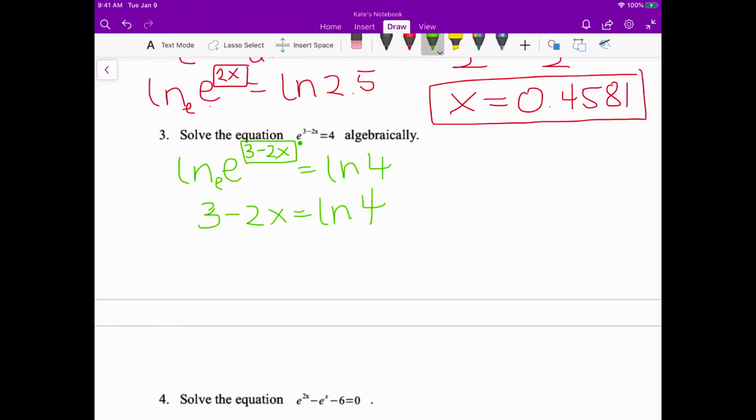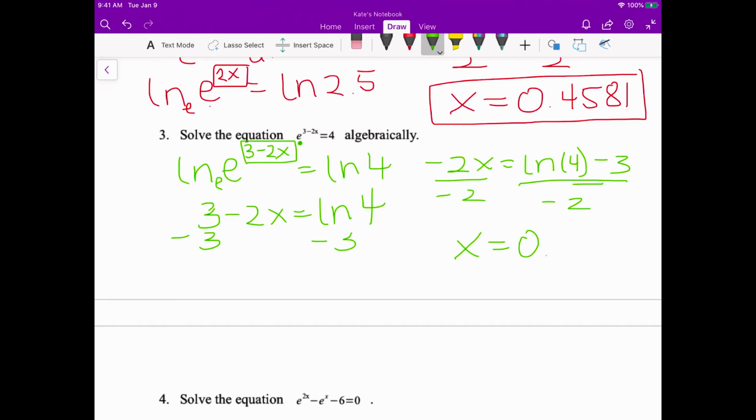And then it's just a regular equation. So I solve for x by first subtracting 3. I end up with negative 2x equals the natural log of 4 minus 3. And then I divide by negative 2 on both sides. So when I do that, x will equal 0.8069, and then that will be my final answer. When you plug this into the calculator, make sure you do the natural log of 4 in parentheses, then subtract the 3, and then divide by negative 2.